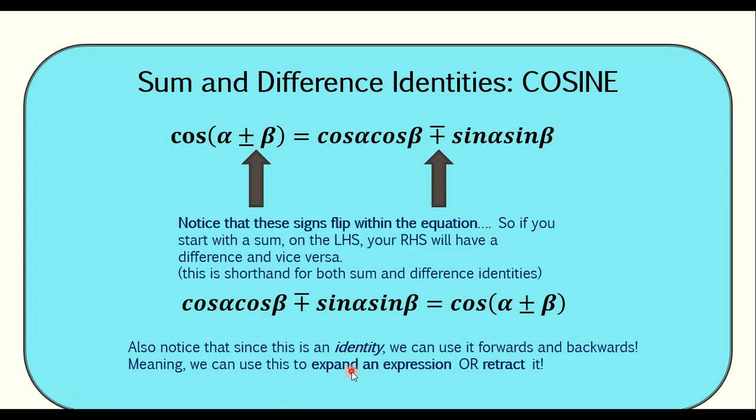We can use this to expand an expression: this is condensed, and we expand it out to figure out a specific value. Or if we're given something ugly like this to begin with, we can contract it into this beautiful, precise little package over here. So it goes both directions since it's an identity. That's the reason why, nothing else. Unless something's an identity, you can't do that, all right?